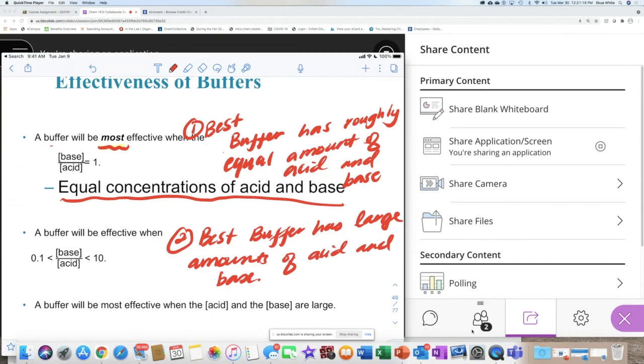The role of the buffer is to equally neutralize any added acid or any added base. Its ability to neutralize has to do with the amount of chemical and the concentration of the chemical also. So if you have a buffer where there's so much acid and very little base, and then the threat that comes in is a base, it won't be able to work well for long.